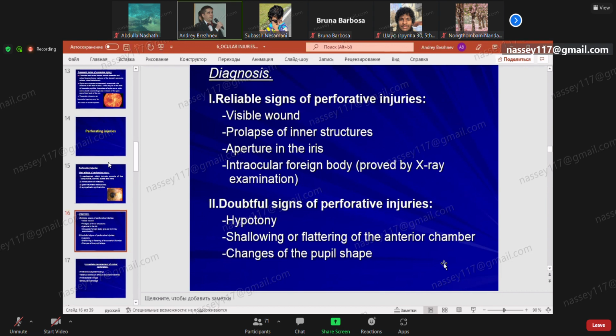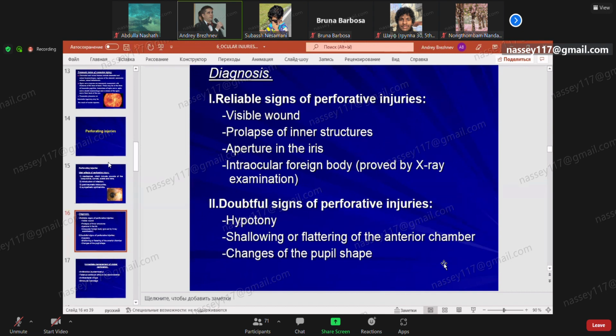And presence of intraocular foreign bodies. Sometimes patients come to us several months after the trauma, and we can't find the primary wound due to its spontaneous closing. But if you see the foreign body inside the eyeball, of course you understand that it was a perforation.